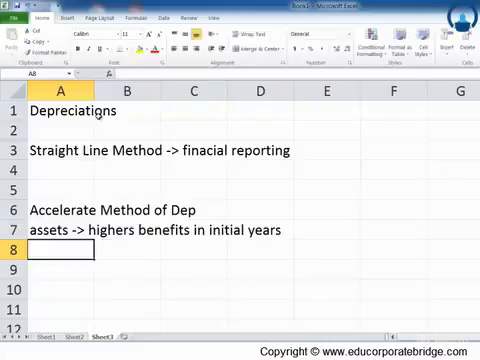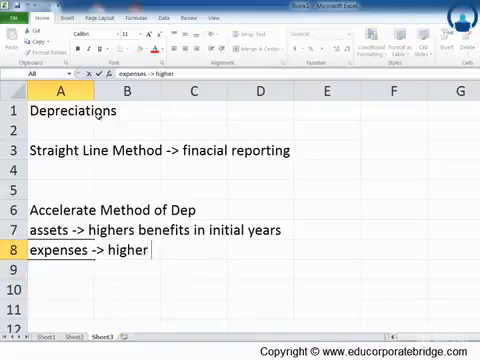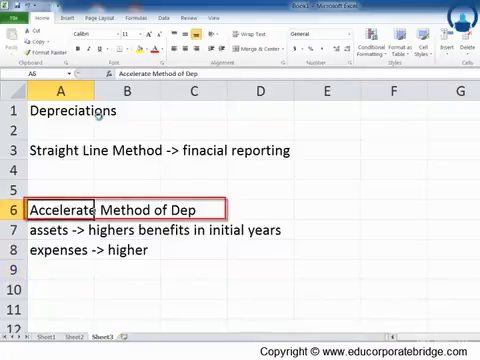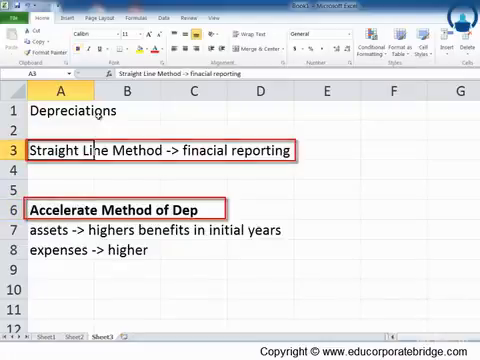So if that is the case, the expenses should also be matched accordingly. So expenses should also be higher with respect to the buying of the asset in the initial years, and lower when the asset is not providing higher benefits, in fact lower benefits in the last few years. So, accelerated method of depreciation versus straight line method of depreciation.